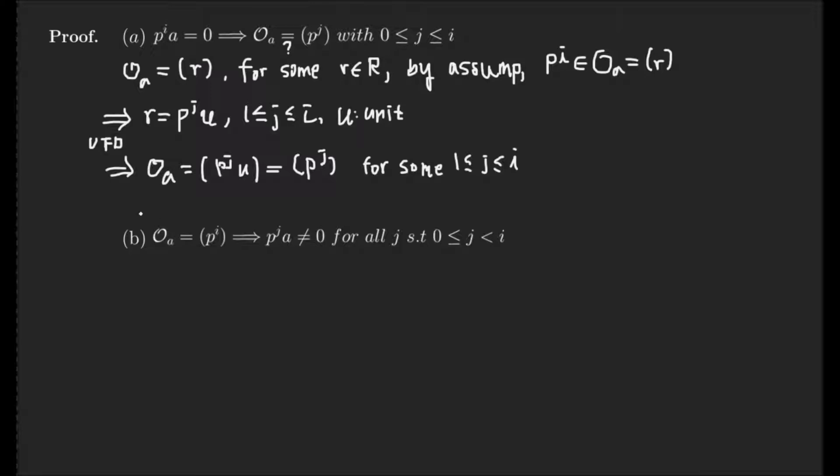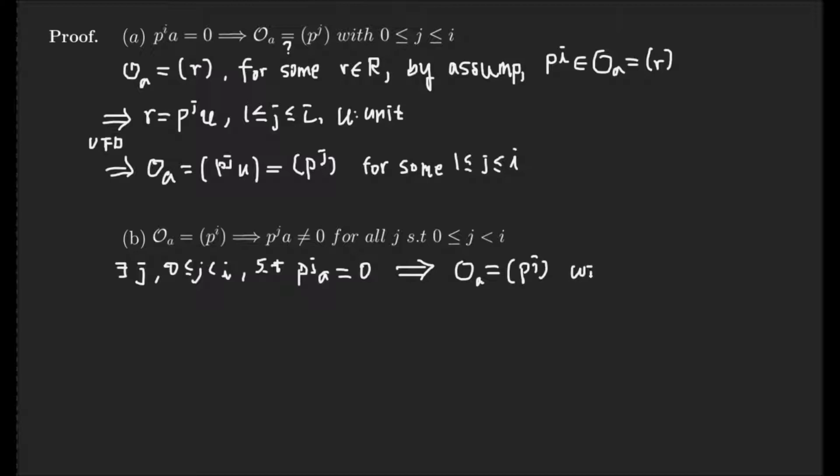In order to prove the second statement, let's negate the conclusion. This means, suppose there exists J smaller than I such that P^J A is equal to 0. This means, by the first condition, OA is clearly expressed as P^J, and this condition is clearly satisfied.